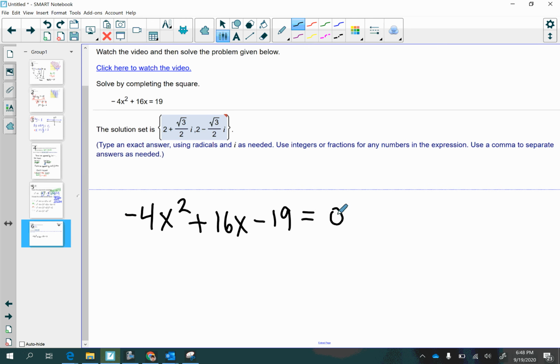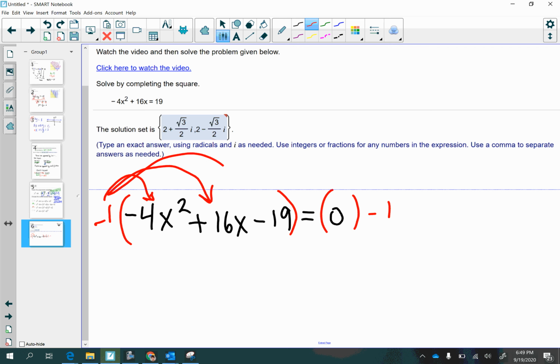Now you can do it like this, or you can multiply everything by a -1 if you prefer not to have a negative out there. If you multiply everything by a -1 on both sides, then the -1 will distribute and all the signs will change. And then 0 times -1 is still 0. So it's not necessary to do this step, but it feels a little cleaner. But whether you do that or don't, you should still get the same answer.